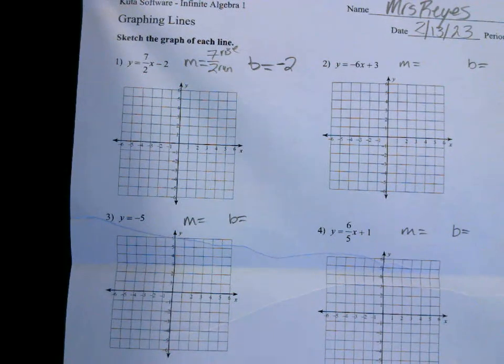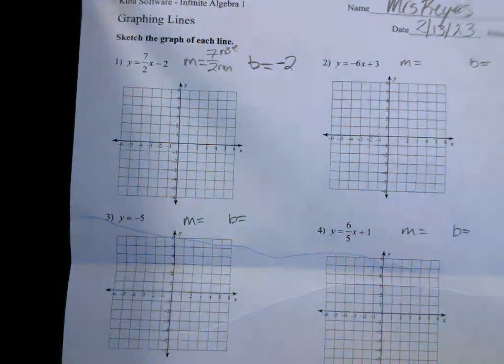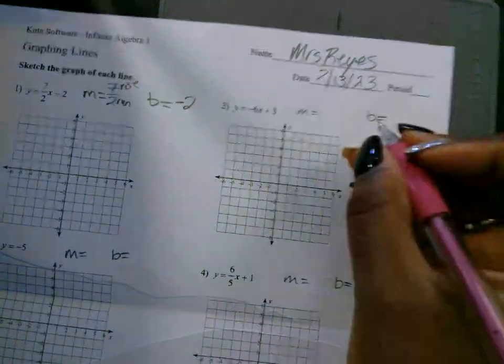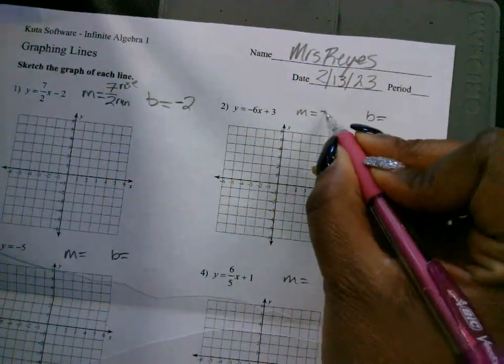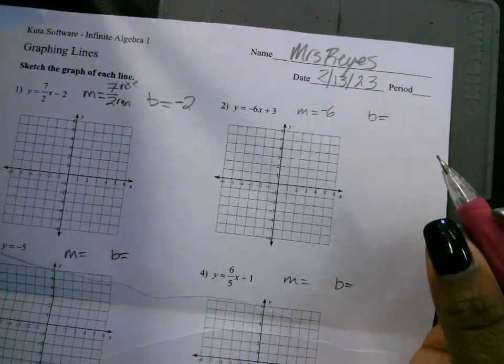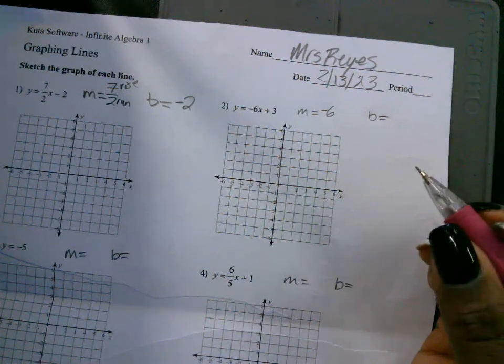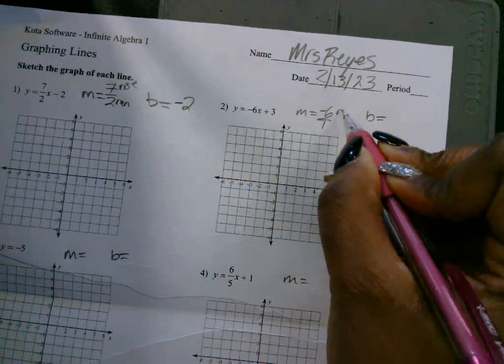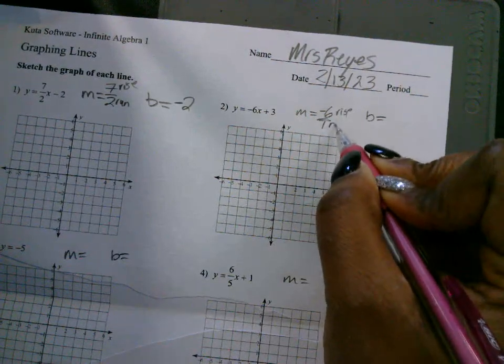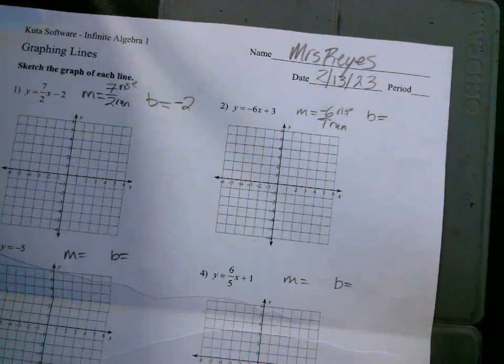All right, what did you get for number 2? What's the M? Which one of those numbers is M? -6. And we can write that into a fraction. How do you write it as a fraction? -6/1. Put a 1 under it. Rise, run. Okay, Arturo. What's your B?